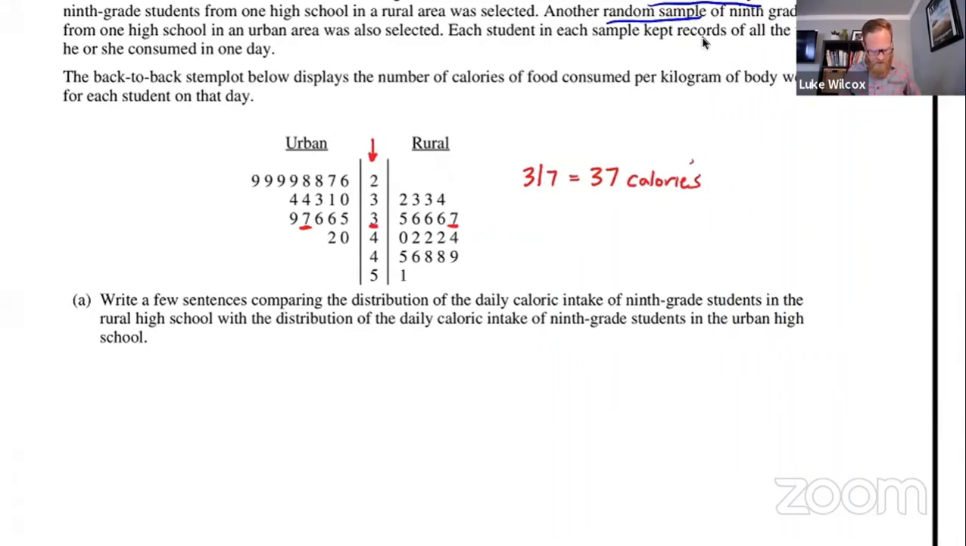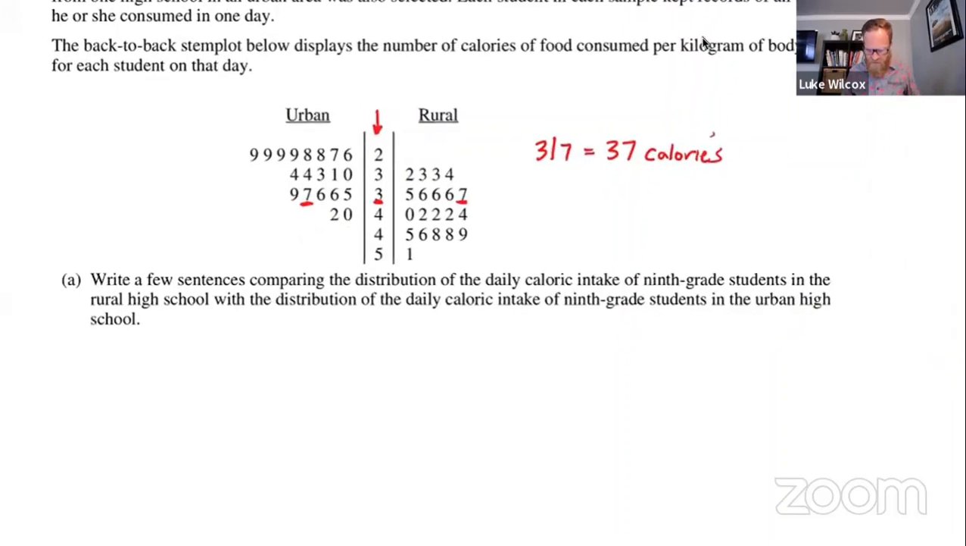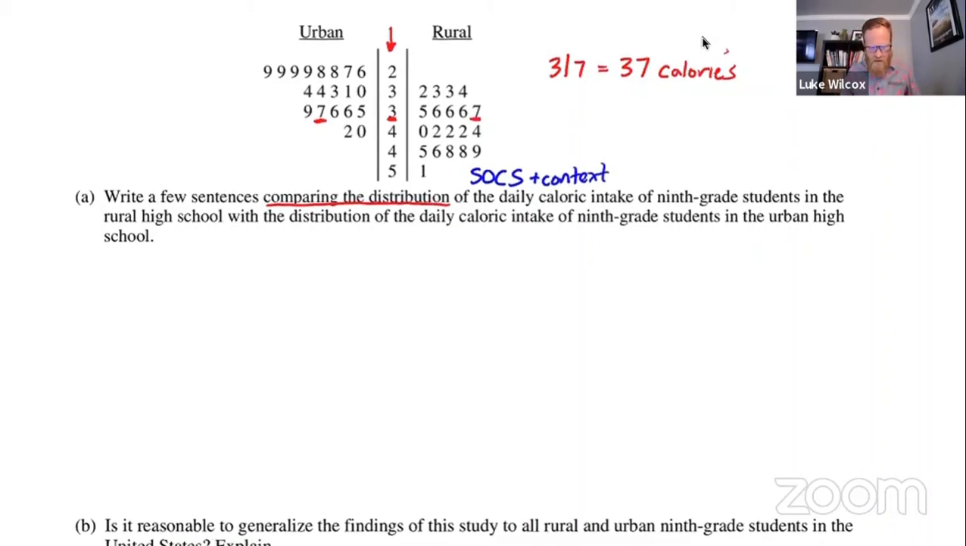So here, part A says, write a few sentences comparing the distribution of daily caloric intake of 9th grade students in the rural high school with the distribution of daily caloric intake of 9th grade students in the urban high school. Okay, the important words here are compare the two distributions. And we actually talked about this on Monday when we did one variable data analysis. And there are some very specific things that need to be addressed when you are asked to compare distributions. And the acronym that we had to help us remember that was SOCS. And then I actually added on the last part to make sure that we include context when we answer that question. So we're just going to go through in order here.